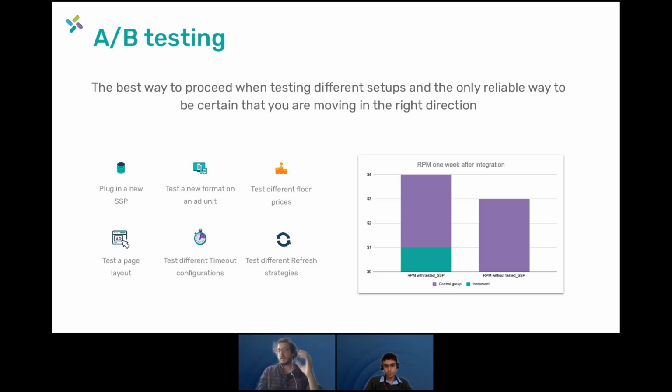Okay, so how to do it, basically, if you want to A/B test? You have to split your traffic, okay? It can be at several granularities. It can be at page view level, at ad code level, at user level. The best granularity, obviously, is at ad code level, but it will also work if you're only at page view level or at user level.